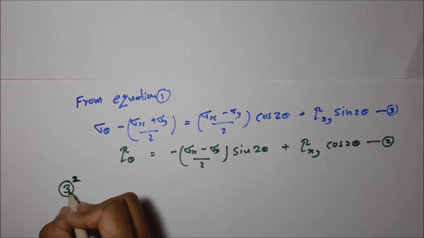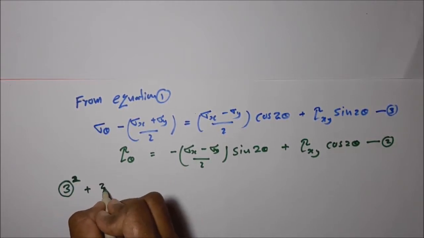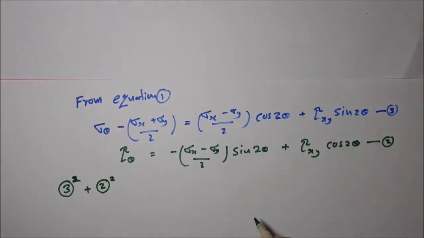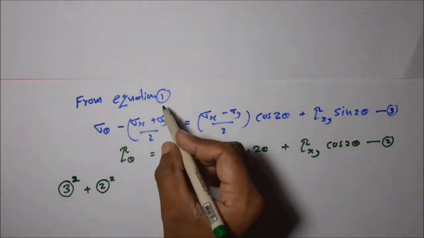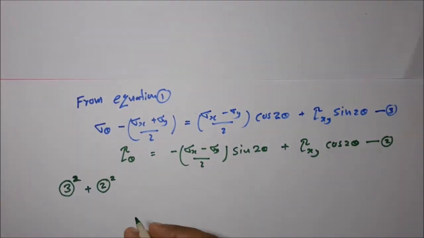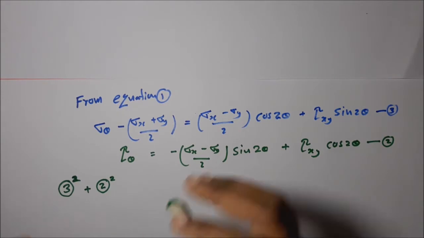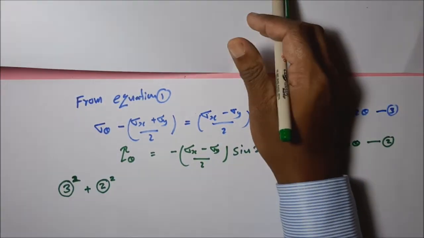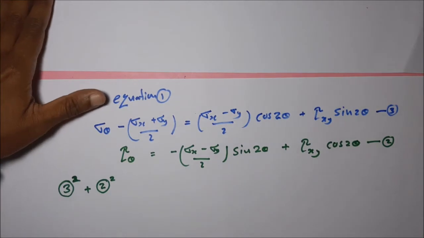Okay. Then in these two equations, I am going to take the square of equation 3 plus the square of the second equation. So equation 3 squared plus equation 2 squared. I am going to take the square of this part and add it to the square of this part. I will write that equation.